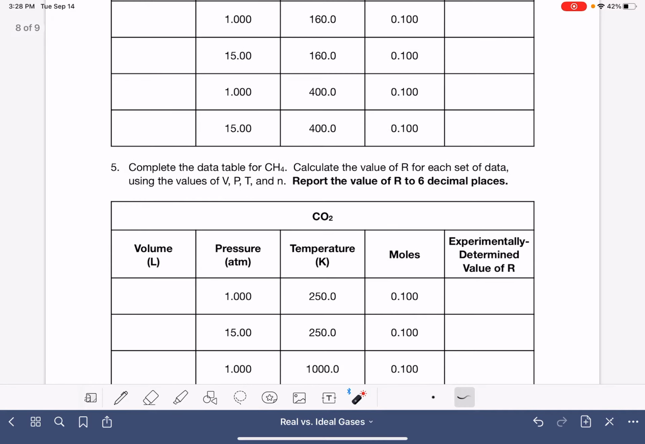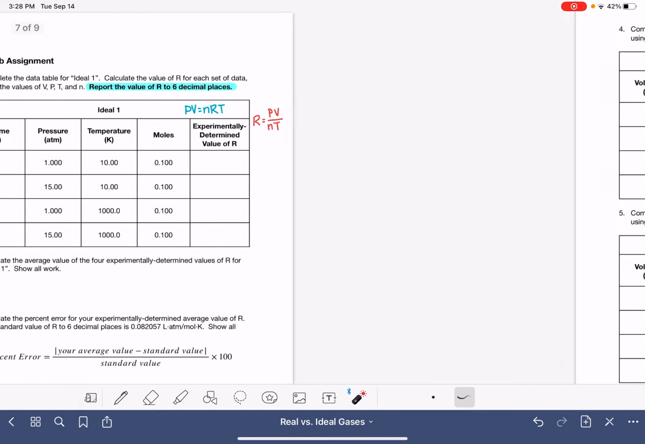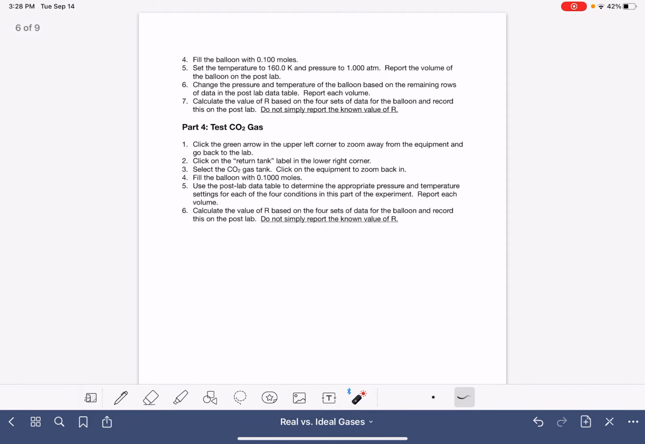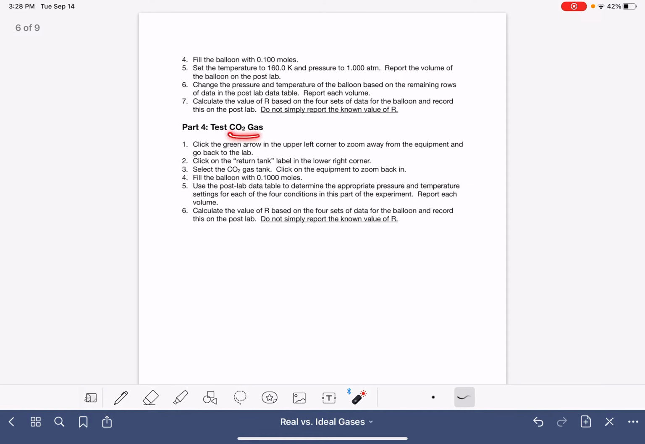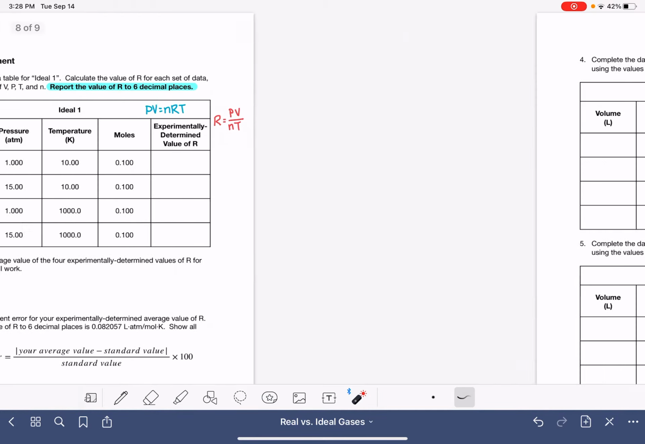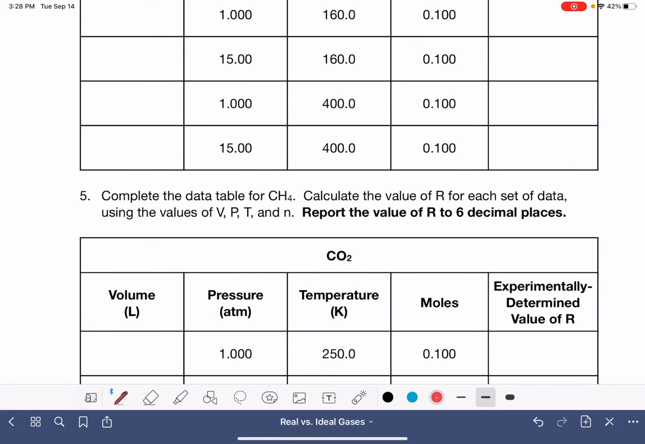And then, looks like I got some kind of typo because it's saying to do the same thing again for CH4. So let's look back and see what it's supposed to be. Looks like it's supposed to be CO2 instead of CH4. I don't know why I made that mistake. So we'll just fix that. This is going to be for CO2.